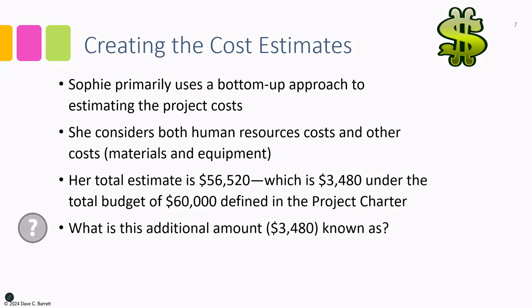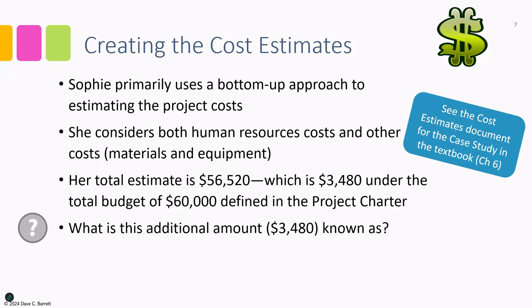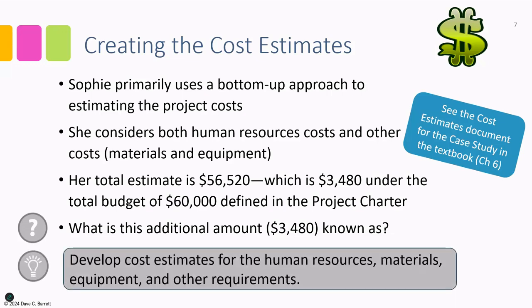This additional amount that we're under is known as our budget contingency. It's the extra amount that we have because sometimes costs will increase past our estimates. Remember, they're just estimates, so the costs might actually increase. So we have about $3,500 of contingency, which is very useful. You can see the cost estimates document for the case study in the textbook, chapter 6. And key idea: develop cost estimates for the human resources, materials, equipment, and other requirements.